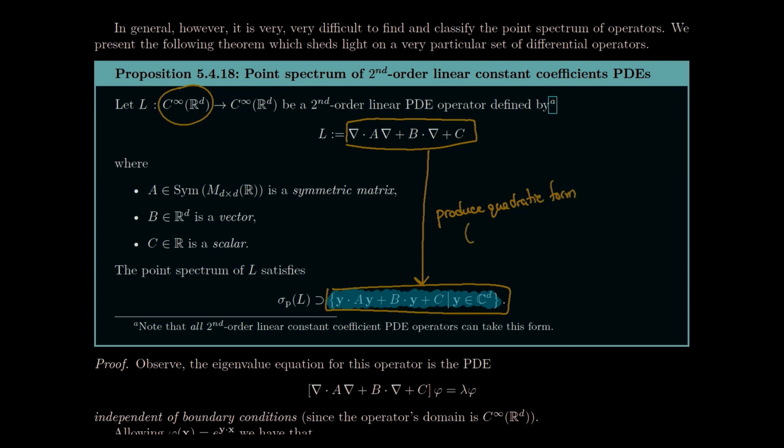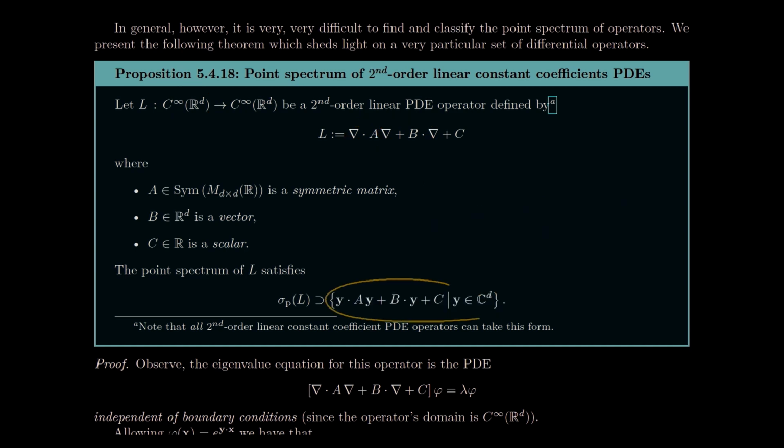And you should recall this from the classification of second order PDEs, or also recall it from the Fourier multiplier. It's all kind of the same. What we're doing is we're replacing every gradient here with a vector y. And then we're asking ourselves, what is the range of this quadratic form when y is allowed to be in the d-dimensional complex numbers? Whatever is in there has to be in my point spectrum.